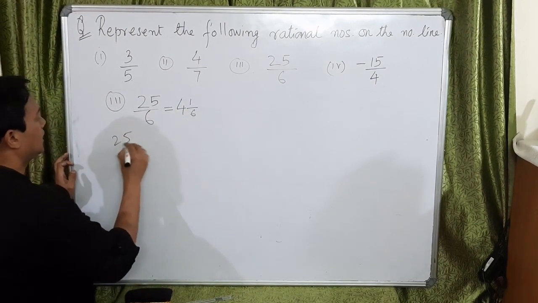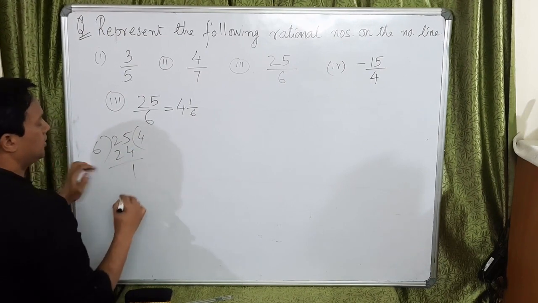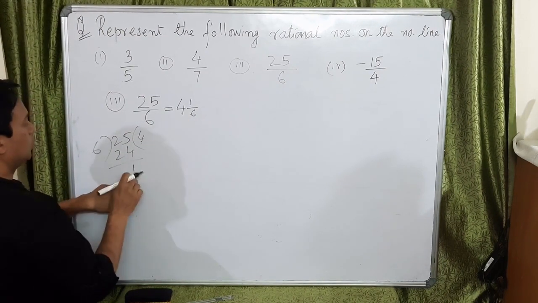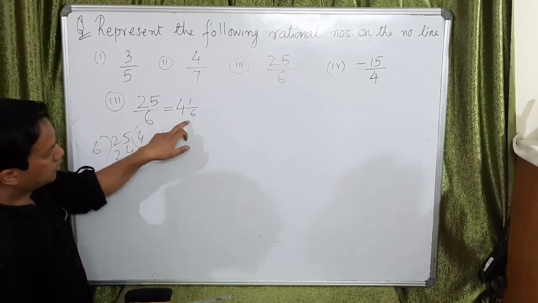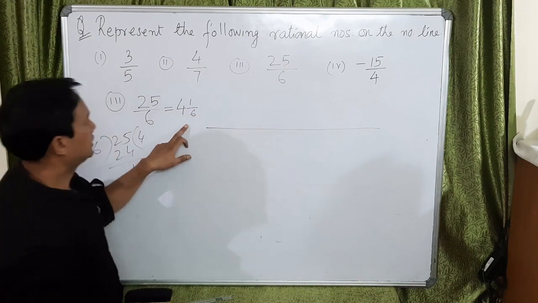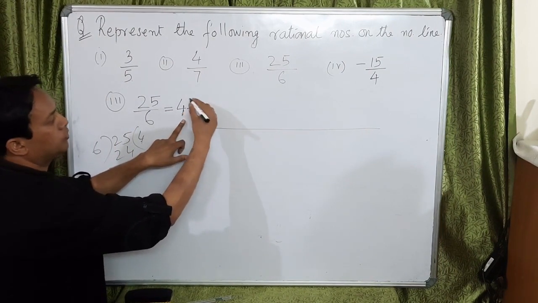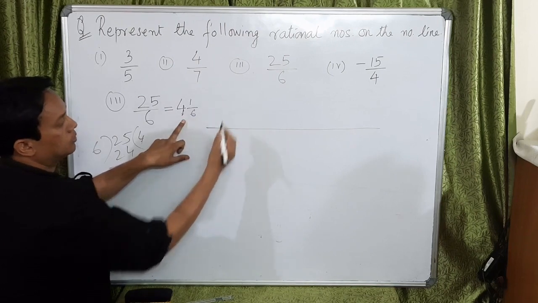You can divide it and check. 6 into 4 is 24. The remainder is 1. So 4, we will write here, 1 by 6. Now, how do we represent this? Again, now since it is 4 here, we know this number is greater than 4. It will lie between 4 and the next number, which is 5.